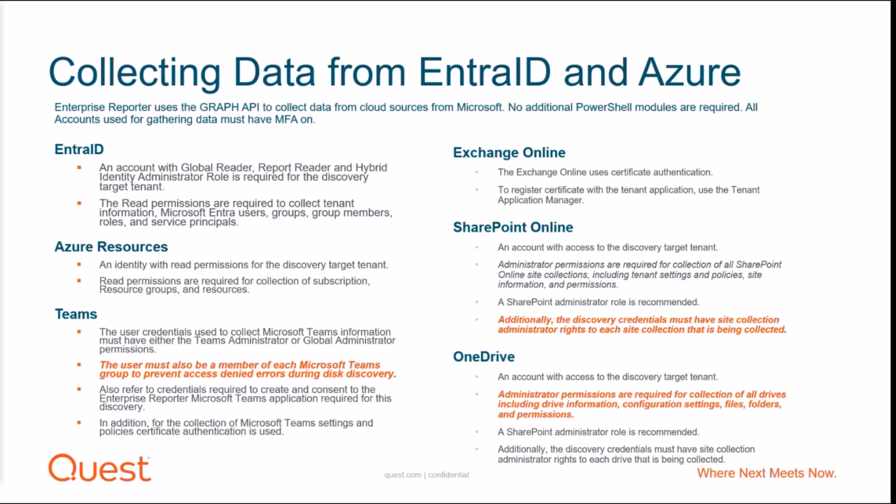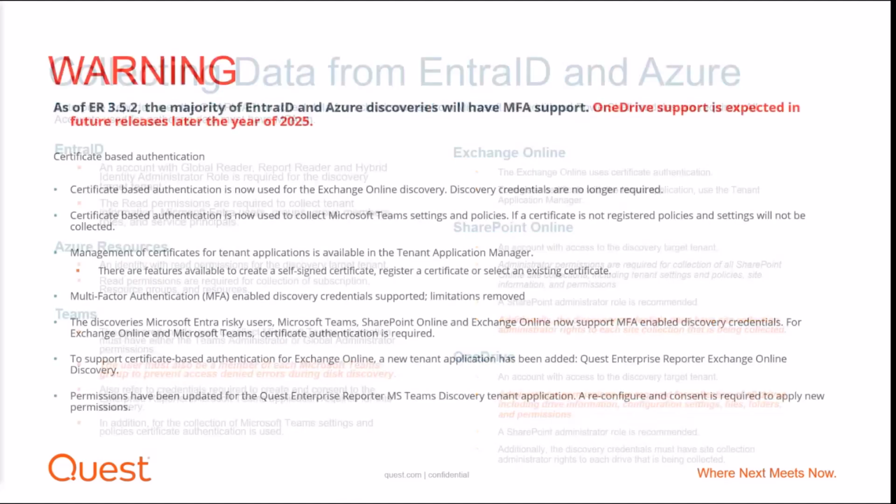Teams and Exchange in version 3.5.2 will use certificate authentication. SharePoint and OneDrive require special permissions for data collection, and Azure resources cannot be currently collected under Microsoft's collection rules.